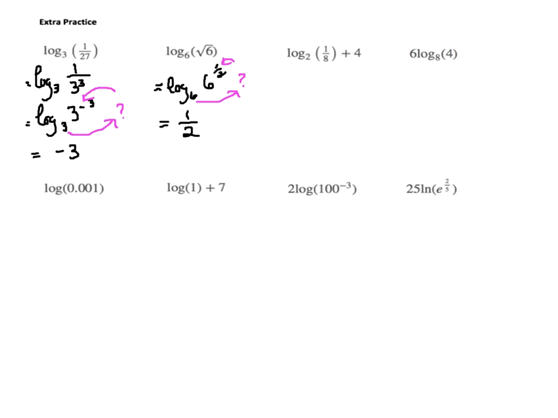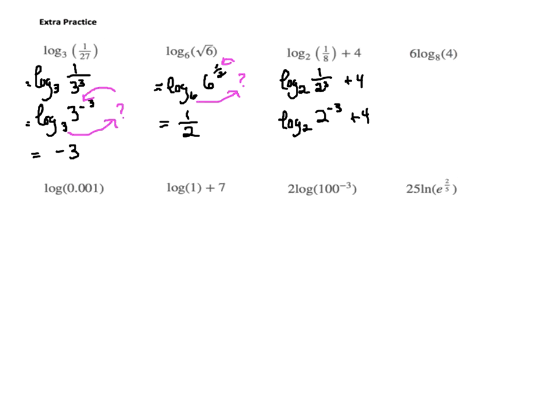Okay, so on the next one, log base 2 of 1/8, and then I'm going to add 4 after that. So I'm going to rewrite this as log base 2 of 1 over, I can put that as a base 2 exponential expression, 2 cubed, and then I'm going to add 4. I need to bring that 2 cubed up, log base 2 of 2 to the -3rd power, and then plus 4.